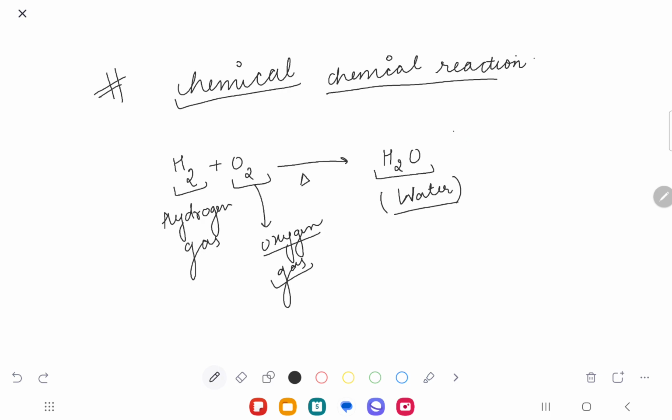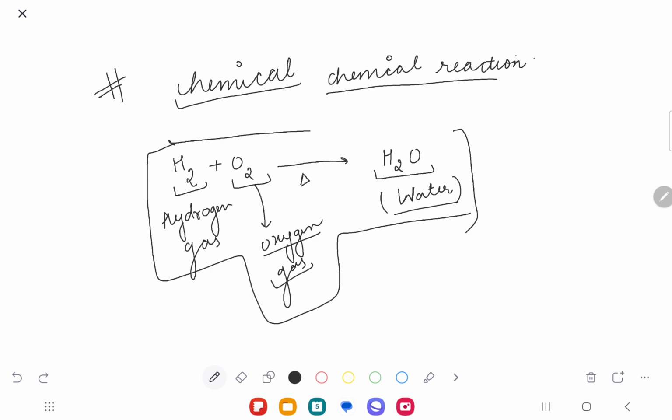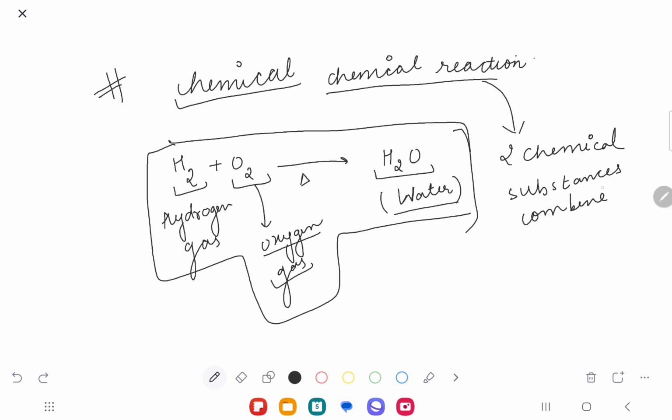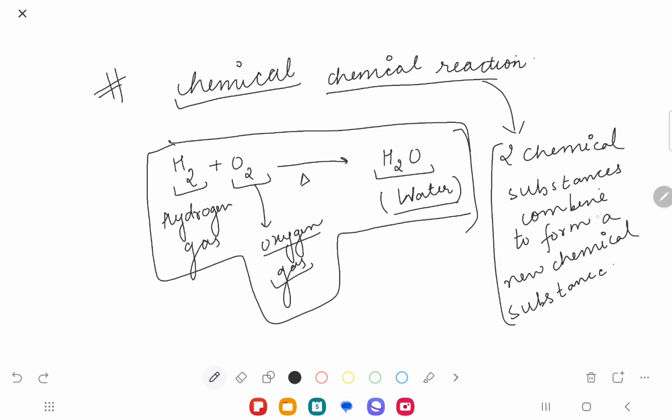So you understand that, when we are talking about H2 and O2, oxygen gas and water, a chemical reaction is where two chemical substances combine to form a new chemical substance. Right? So such a reaction is called a chemical reaction.